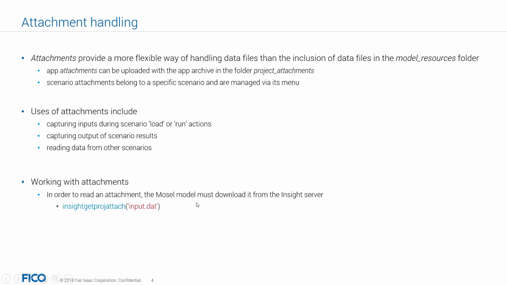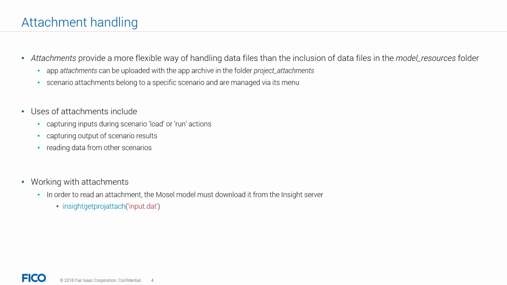Attachments provide a more flexible way of handling data files than the model resources folder. Uses of attachments include capturing inputs during scenario load or run actions, capturing output of scenario results, and reading data from other scenarios. Other powerful use cases for attachments, and by implication differences between attachments and model resources files, are the fact that attachments can be easily switched or removed by users. Attachments can be associated with tags, allowing users to control what data is processed without changing the underlying model.